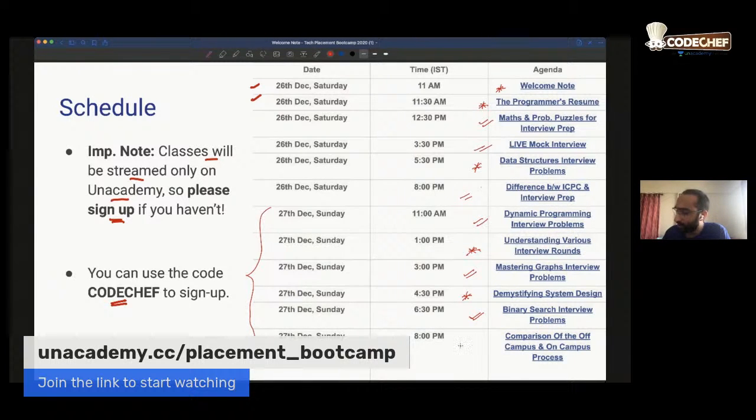And then in the end, we'll also do a comparison of the on-campus and off-campus process. Applying off-campus to companies requires more effort, and it is slightly different than the usual on-campus process. Except for the tier 1 colleges, a lot of tier 2 and tier 3 colleges have very little on-campus options. So we'll explain how you can do well by applying to companies off campus, and what things you should keep in mind when you follow the process.